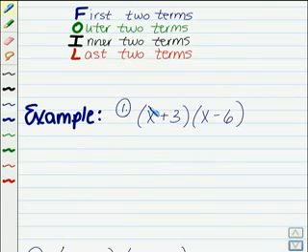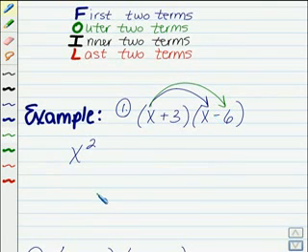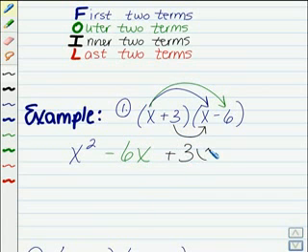We'll start by multiplying together our first two terms. X times x will give me x squared. When I multiply x times negative 6, I'm multiplying my outer two terms, and I get negative 6x. Multiplying my inner two terms, the I is 3 times x, positive 3x. Then I'll multiply together my last two terms, 3 times negative 6, and that's negative 18.